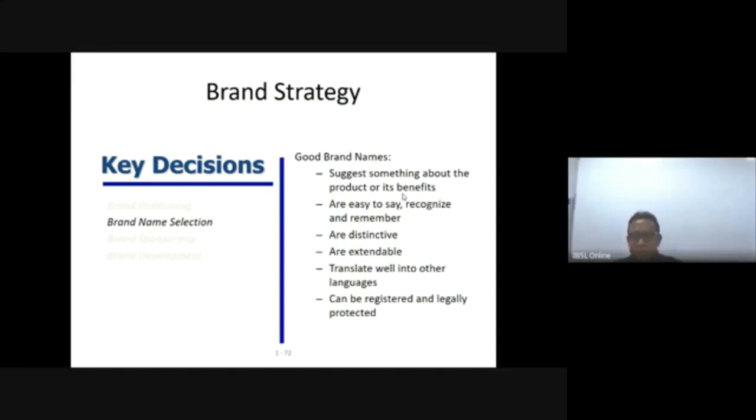So there are very good brand names. Even Apple, although it has no connection to the features they offer, is unique, easy to remember, distinctive, extendable, like Apple iPhone, Apple iPad, Apple iPod, Apple Watch. It can extend easily to another extension.